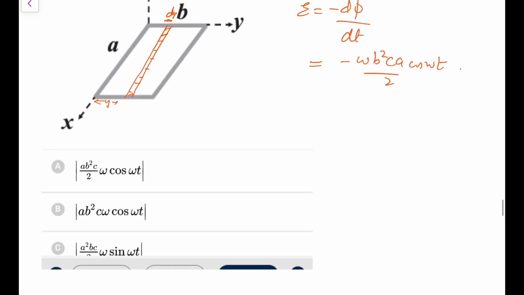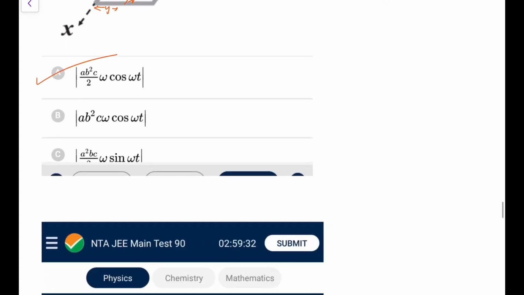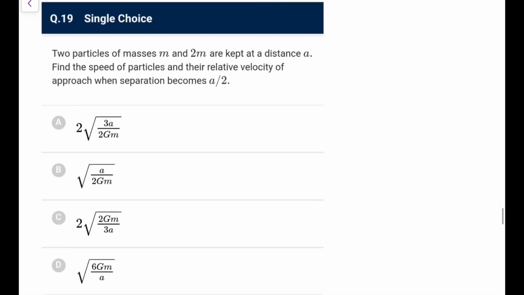What we are getting, this is option A, I think that is the right one. So option A is the answer for this question. Next, 19. We have two particles m and 2m at a distance a. Find the speed of particles and the relative velocity of approach when the separation becomes a by 2. So you don't need only relative velocity, I can say.